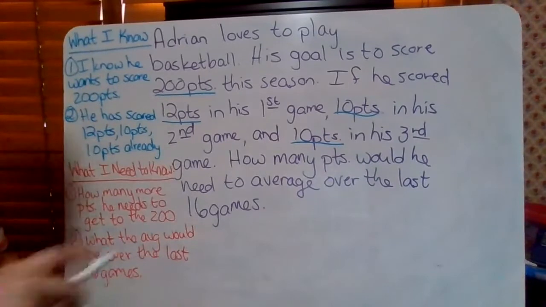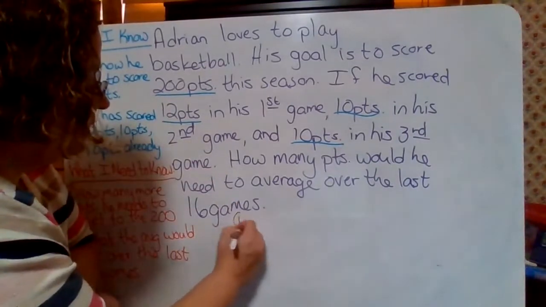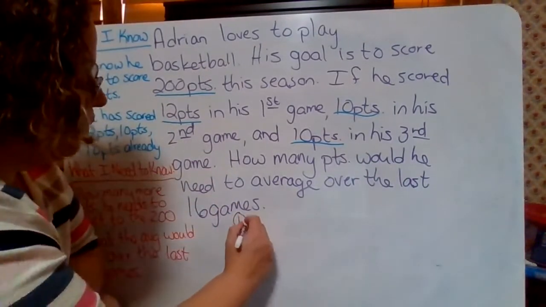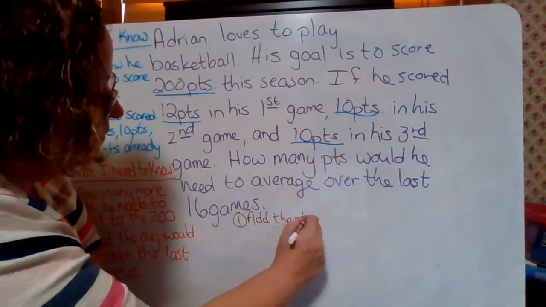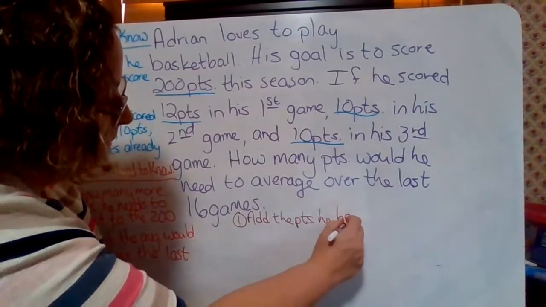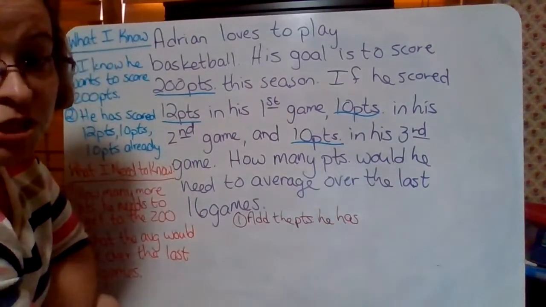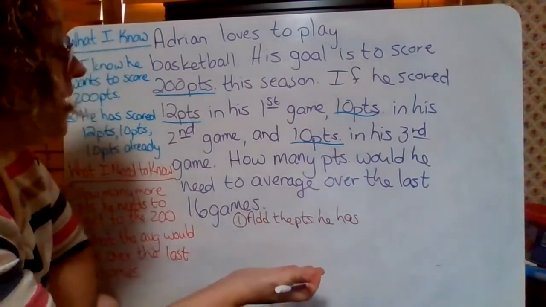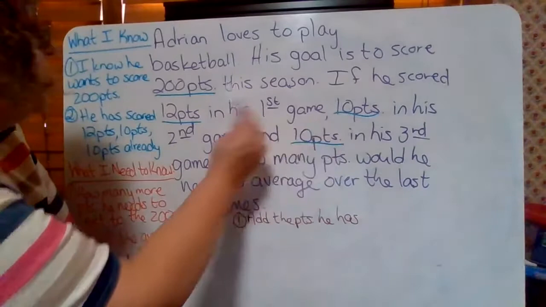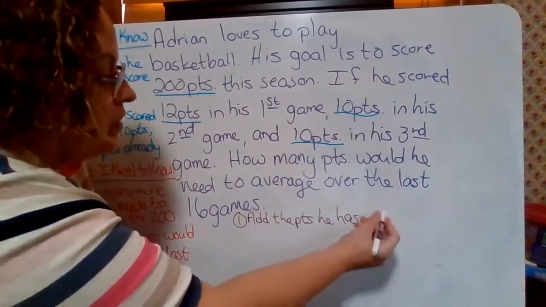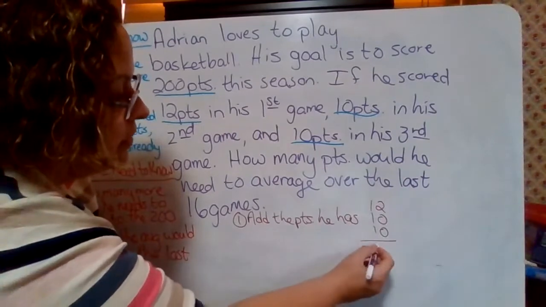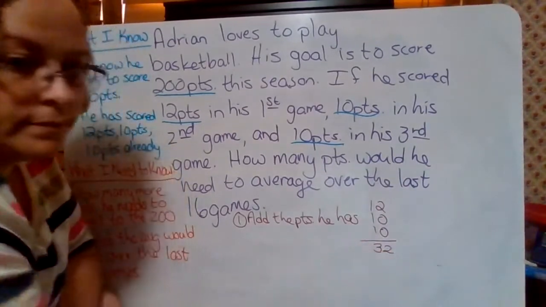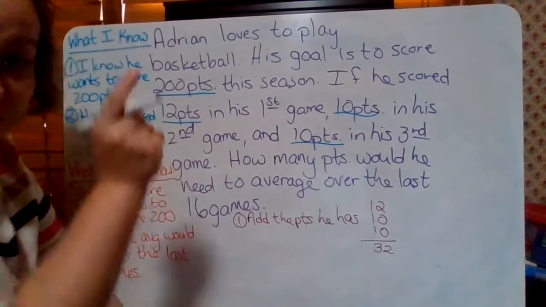All right? So, what am I going to do? Well, the first thing I'm going to do is I'm going to add the points he has. Okay, that's the first thing I'm going to do. I'm going to add the points he has. Well, what does he have? He has 12, 10, and 10. So that's 32 points. Okay, that was my first step.